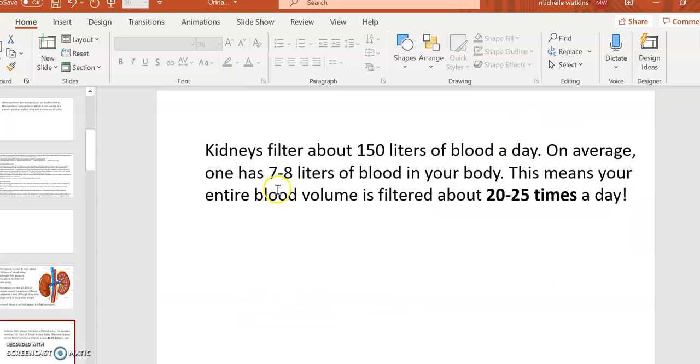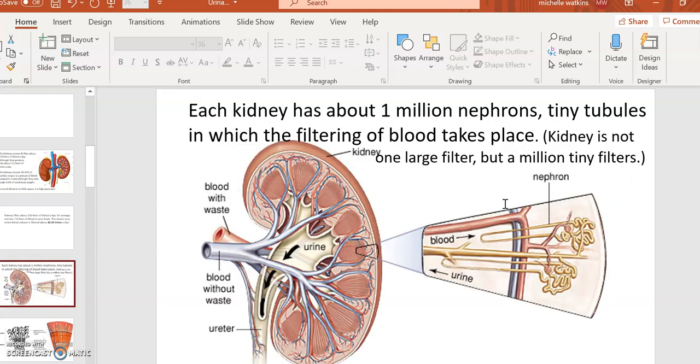More statistics. This is the amount of blood you have in your body right now. All the blood coursing through your blood vessels and in your heart amounts to 7 to 8 liters. And the kidney filters much more than that. About every hour, your kidneys filter all your blood. So your blood is constantly being cleaned and kept at the perfect concentration.